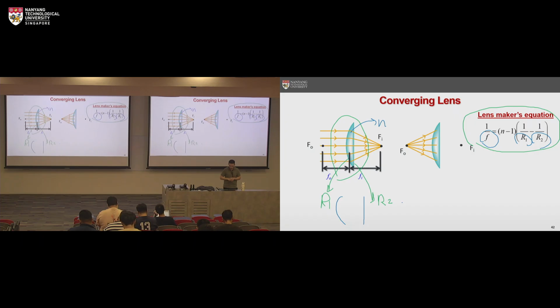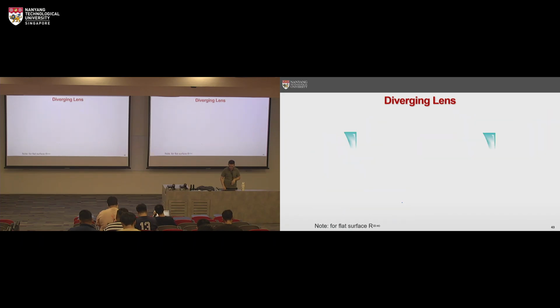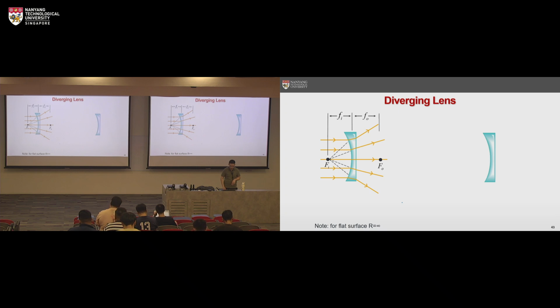Okay, so try to compare a bit. Same thing: this is a diverging lens, which actually cannot focus light. So basically light will be diverged out. For the same case, you can apply the lens maker equation if the question provides you the radius of curvature R1 and the radius of curvature R2. Okay, it's the same thing.